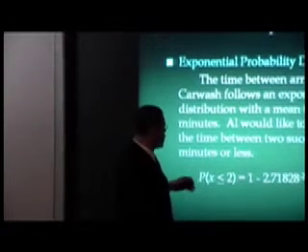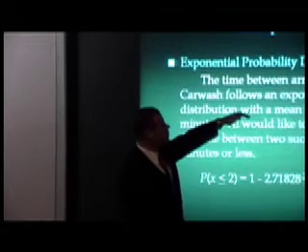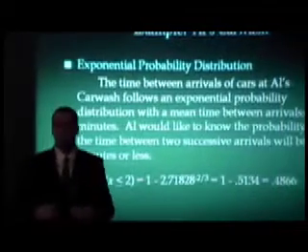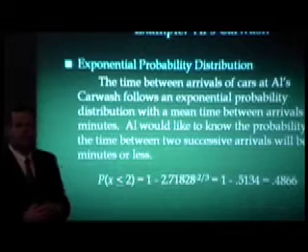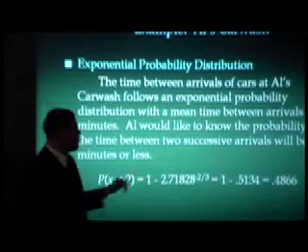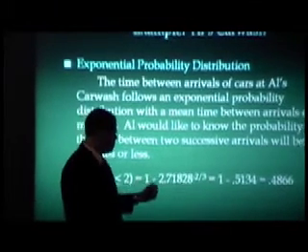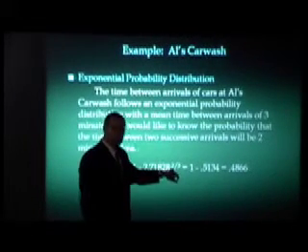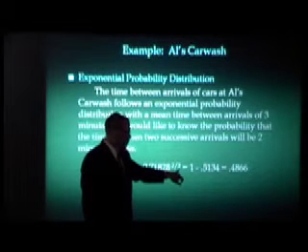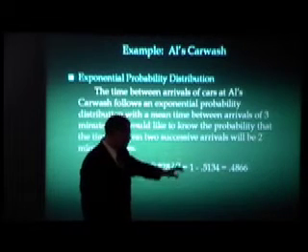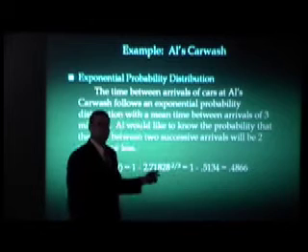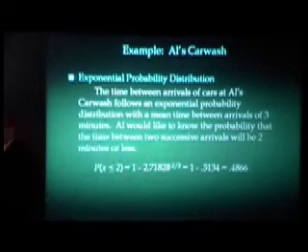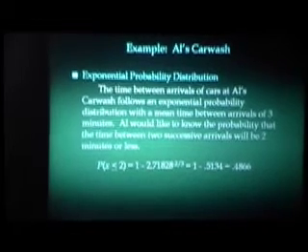Okay, so plugging in, you have a mean time between arrivals of 3 minutes. You want to know the probability that the time between two successive arrivals is 2 minutes or less. So you plug in 1 minus e to the power of minus 2, 2 is the x, divided by 3, which is mu. And this part you will need a calculator for, I'm pretty sure. You get a 48.66% probability that it's going to take less than 2 minutes.